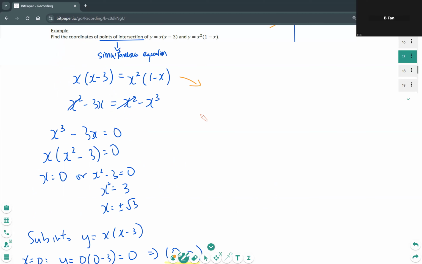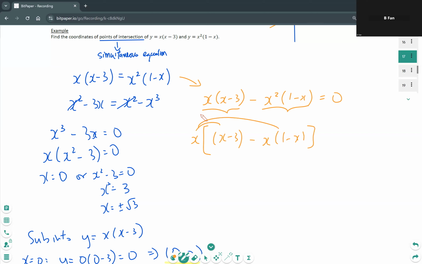What about if we bring this to the left-hand side? So x times x minus 3 minus x squared times 1 minus x equals 0. Now, how many terms are there? 2. Each term has an x, so we can factorize x out. x times something gives us x times x minus 3, so it will be x minus 3. This one is x times 1 minus x, because if we expand the bracket, x times that is x squared times 1 minus x equals 0.